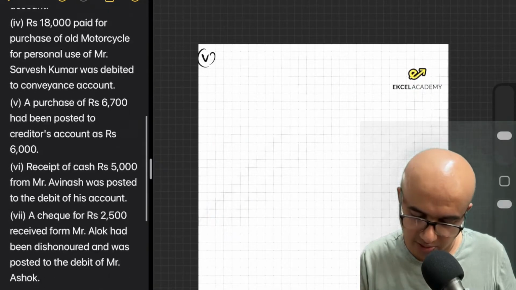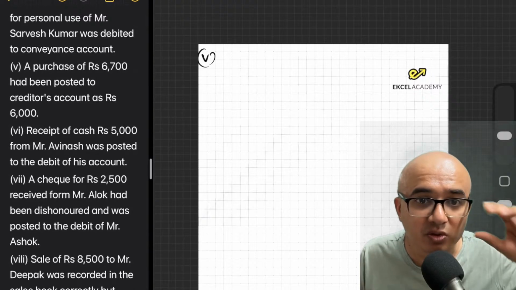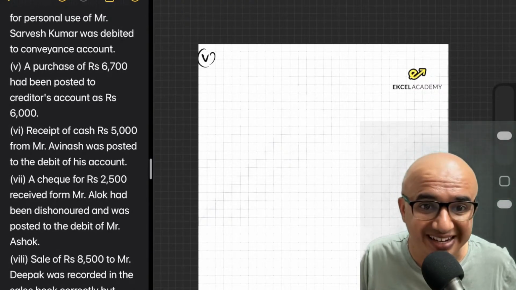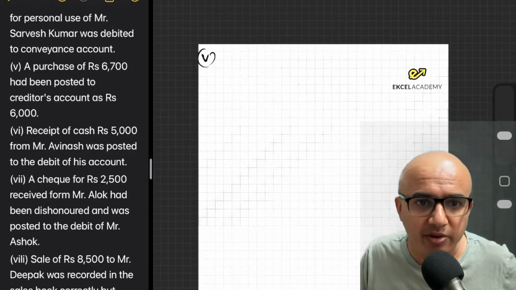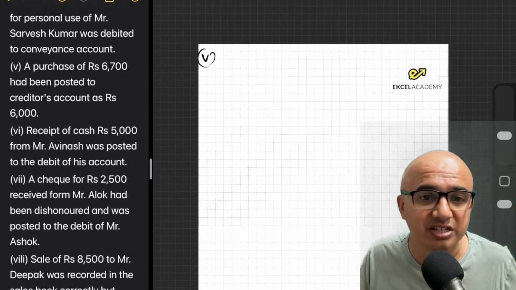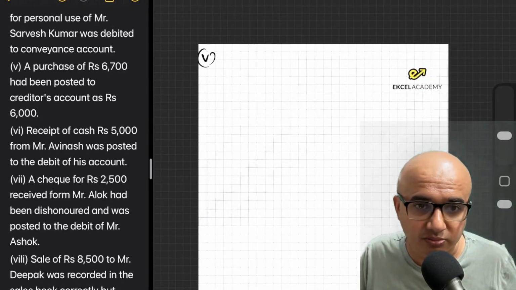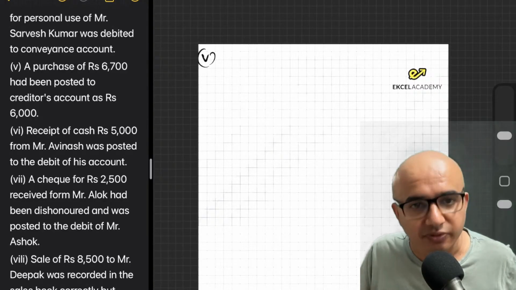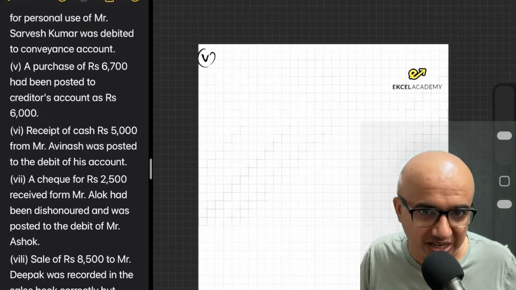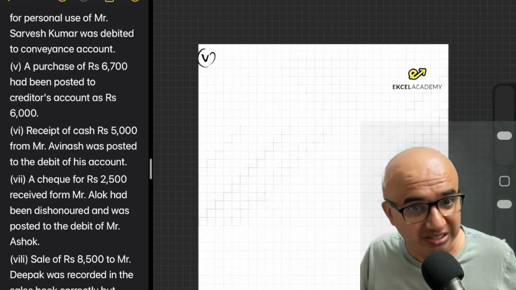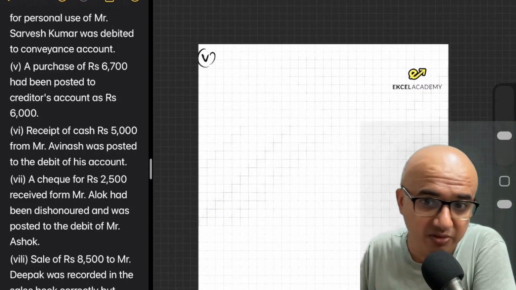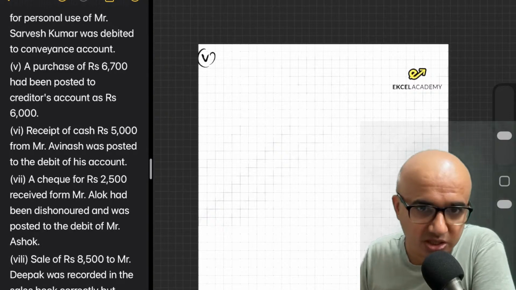What do we have? A purchase of rupees 6,700 had been posted to creditor's account as 6,000, single-sided error. So how do we determine whether it's a single-sided error or a double-sided error? Very simple. If in the question there is a word, which word? Posted. If that word is there, that means it's a posting error. Posting error means they have recorded the journal entry correctly, but while posting from journal to ledger, they have made a mistake. So here also there is a mistake with respect to posting from journal to ledger.